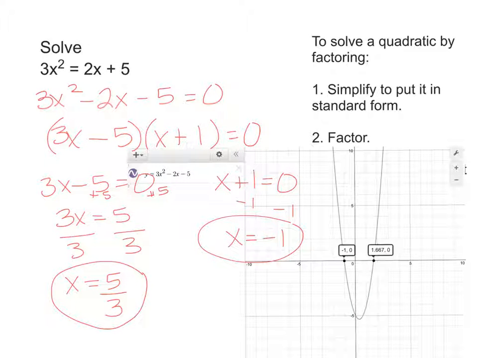Taking a quick look at the graph, you can see that those solutions are there on the graph. -1 and 1.667, which is equal to 5/3. That's a good way to check your answers if you want to do a check. There are two easy ways to check your answer. Graph it and see what the solutions are, or fill the x value into the original equation. Both sides should equal out to the same thing. And you'd have to check both of them.